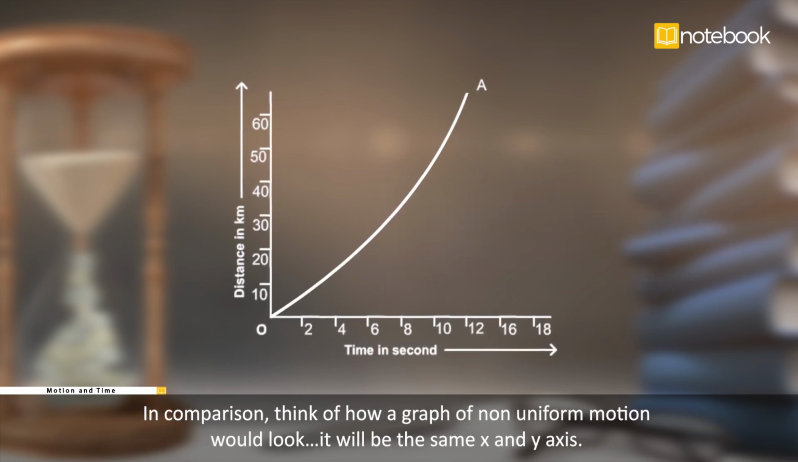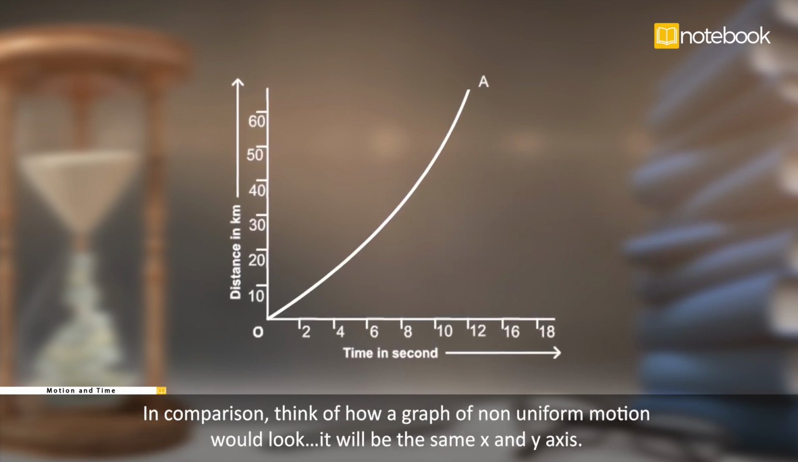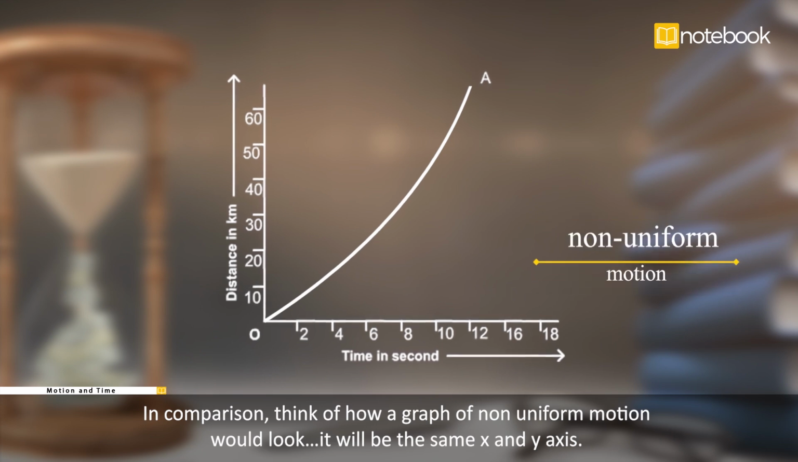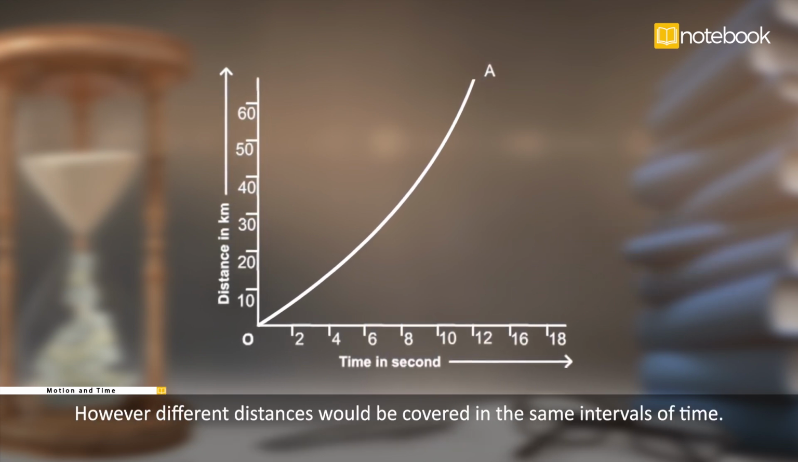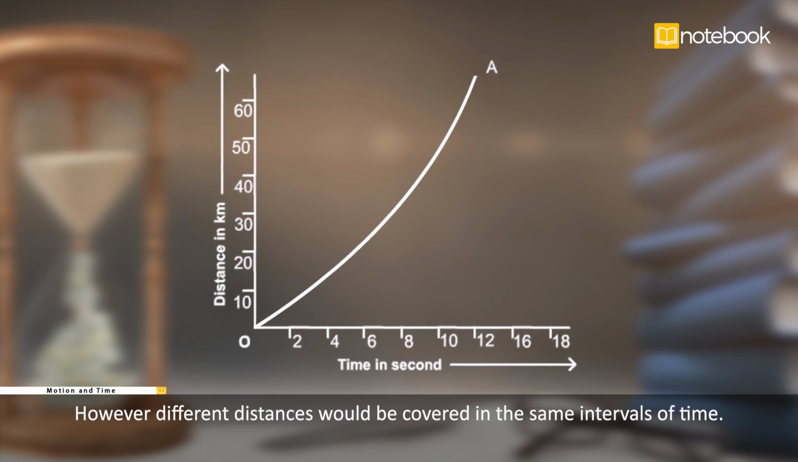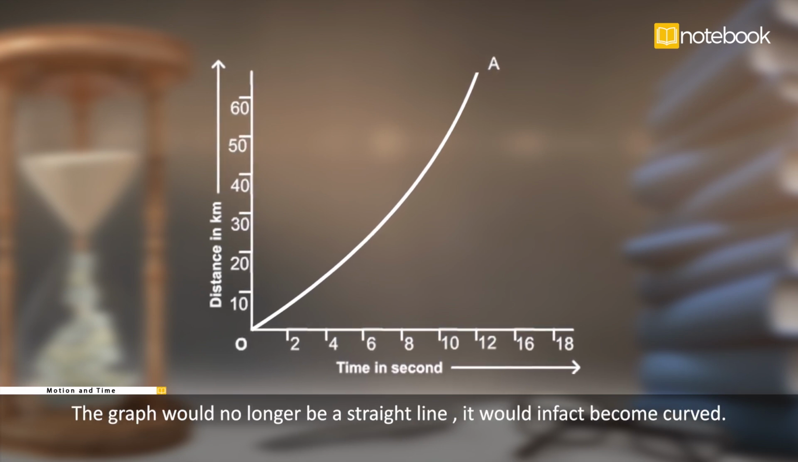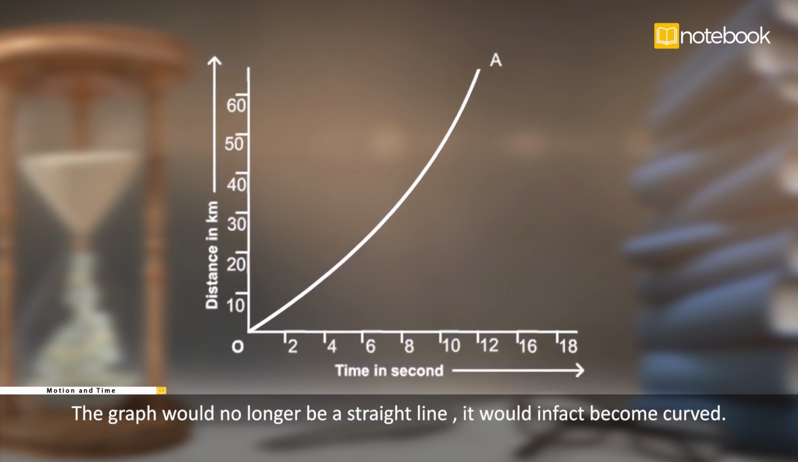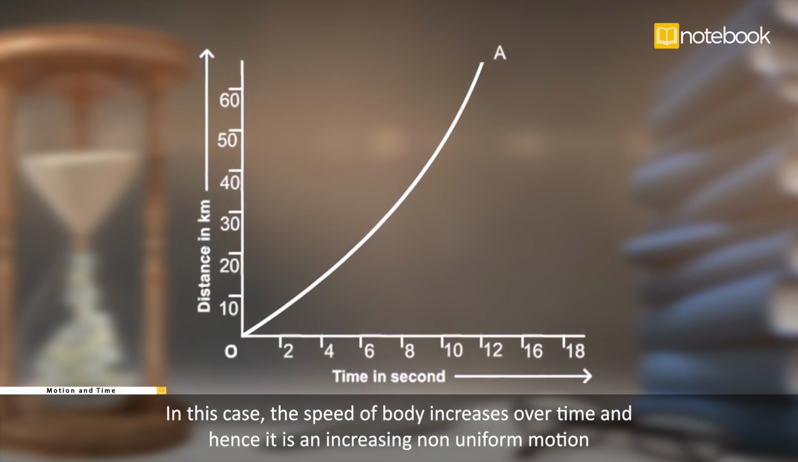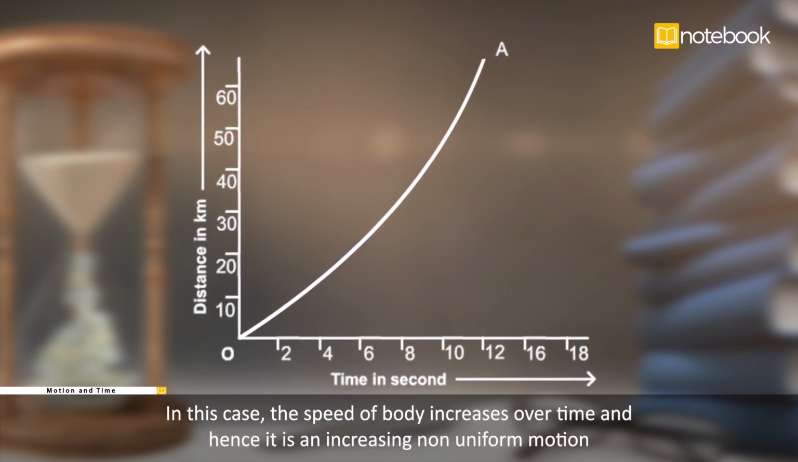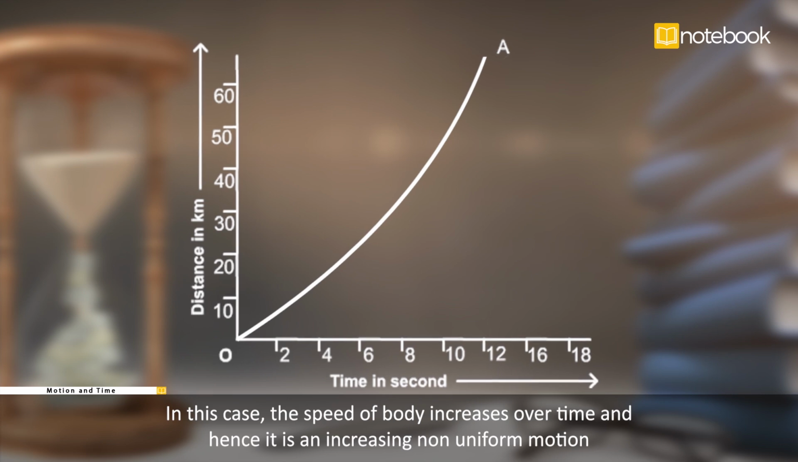In comparison, think of how a graph of non-uniform motion would look. It will be the same x and y axis. However, different distances would be covered in the same intervals of time. The graph would no longer be a straight line. It would in fact become curved. In this case, the speed of a body increases over time and hence it is an increasing non-uniform motion.